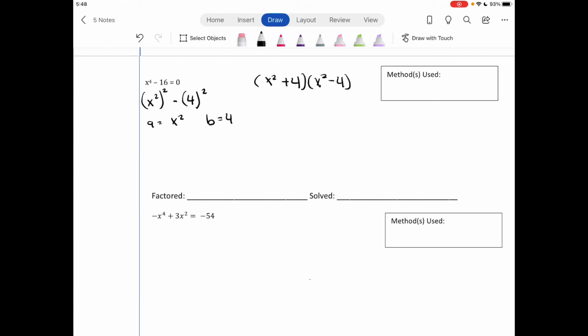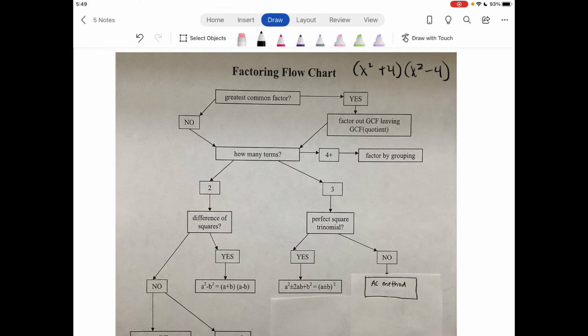Now, we might be tempted to stop here, but we always want to check to see if we could factor again. Here's what we just found. We're going to look at each set of parentheses to see if we can factor more. In the first set, we're looking for greatest common factor. We don't have one. Then we're looking at how many terms. Well, we have 2 of them. So again, we're going to look to see if we have the difference of squares. We have addition in this first set, so we cannot have the difference of squares.